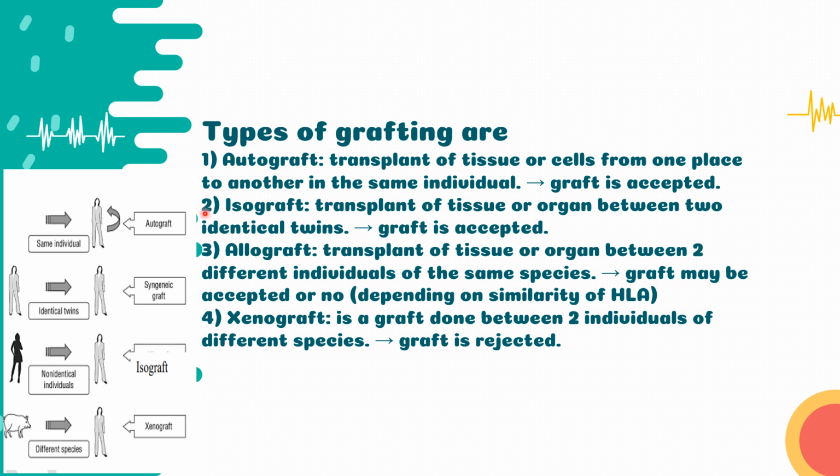Types of grafting are the autograft. It's transplant of tissue or cells from one place to another in the same individual. The graft is accepted. The isograft, transplant of tissue or organ between two identical twins. The graft is accepted. The allograft, transplant of tissue or organ between two different individuals of the same species. The graft may be accepted or not, depending on the similarity of HLA molecules or the HLA system. The xenograft is a graft done between two individuals of different species. The graft is rejected.